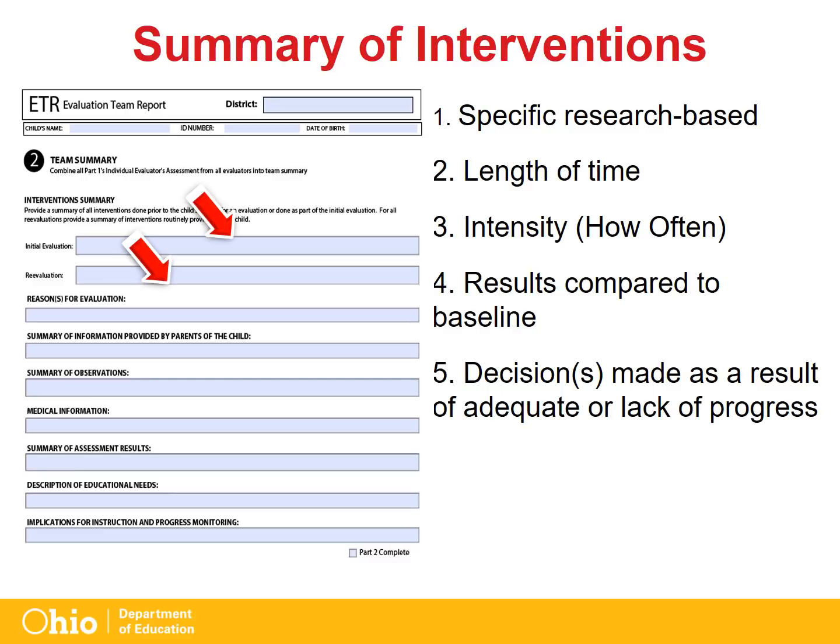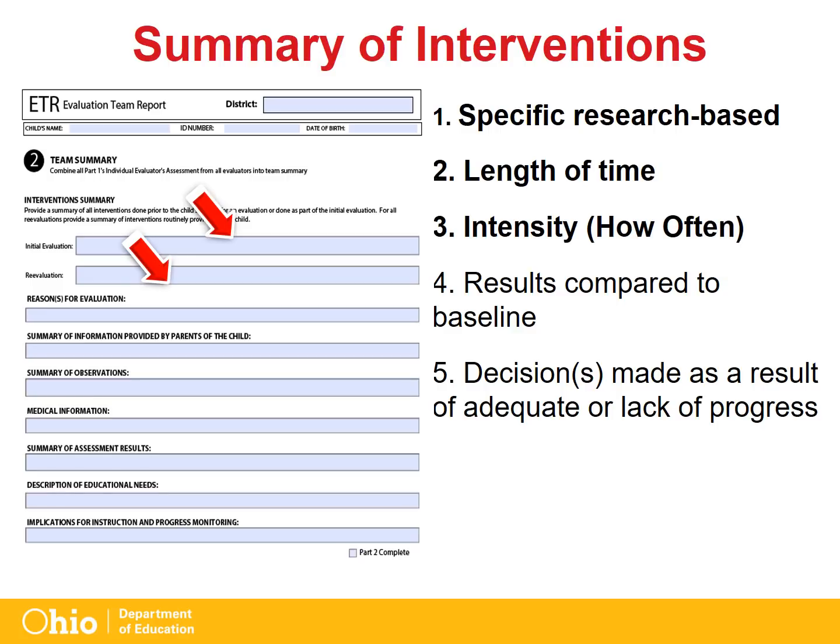The summary of interventions must include the specific research-based or evidence-based interventions provided, the length of time the interventions were provided, the number of weeks or months during which each intervention protocol was provided. The intensity refers to how often interventions were applied and how many minutes each intervention session lasted. The results of the interventions compared to the baseline at the beginning of the interventions or the pre-test.